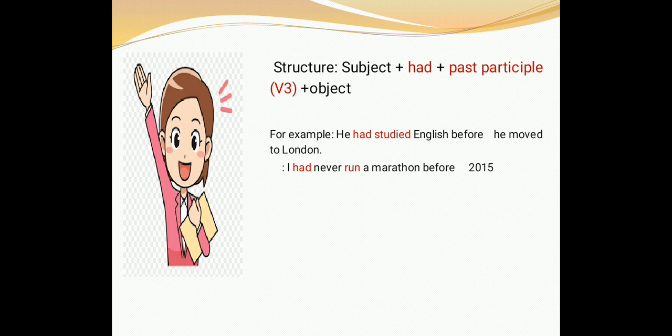So now let's just look very carefully and basically at the structure of this sentence or tense. The structure is subject plus had plus past participle form of the verb plus object. For example, he had studied English before he moved to London. I had never run a marathon before 2015. Well, it's different for regular verb and for irregular verb.